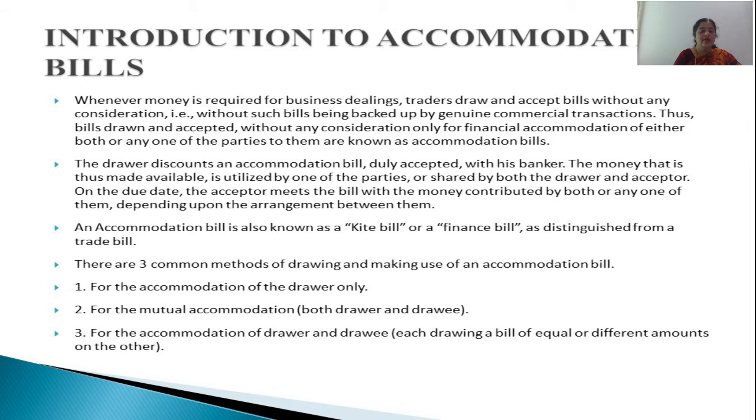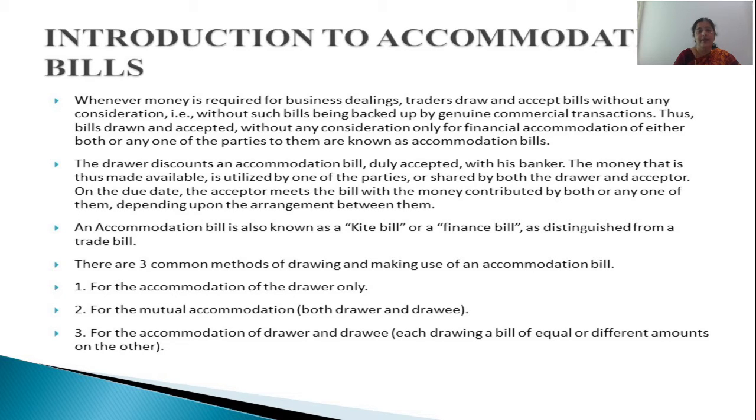Then the drawer, after receiving the acceptance, gets the bill discounted from his banker. Then on the due date, the drawee has to meet the bill which will be presented to him from the drawer's banker, and the drawer has to provide the full amount, so that the drawee can honor the bill. This is the first one. Then for the mutual accommodation, that is both the drawer and the drawee.